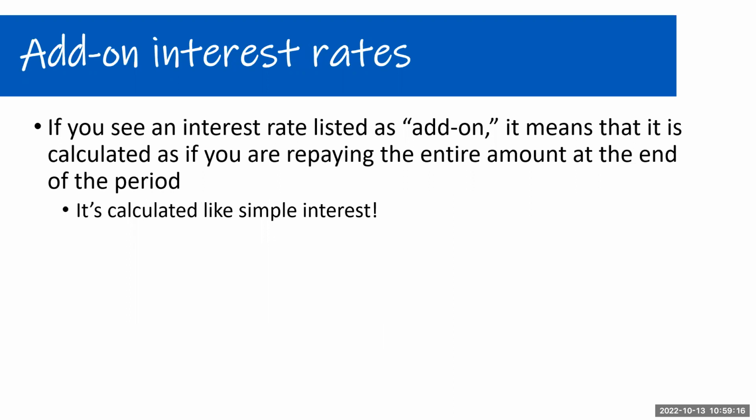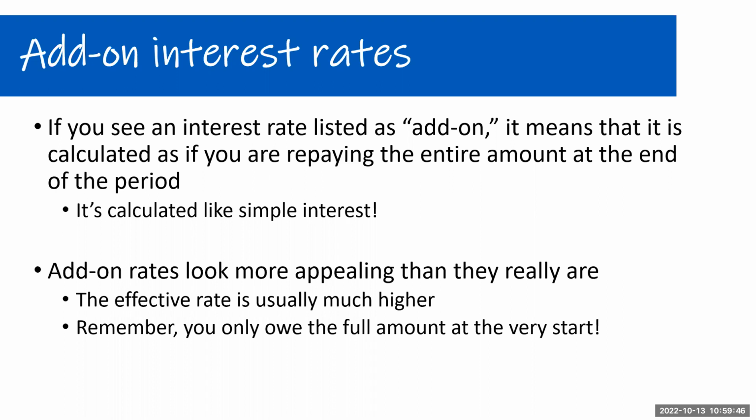So let's relate what we did last section to what we're doing today. If we see something listed as an add-on interest rate, then it is calculated just like we did simple interest, okay? It is going to be calculated making the assumption that you make no monthly or weekly or any other types of payments. You're just going to hold on to it, and at the end of the term, you'll pay it all back. So you're going to calculate this just like you calculated simple interest. Due to the way that they're calculated like this, add-on rates look a lot more appealing than they really actually are. Your effective rate is usually much higher.